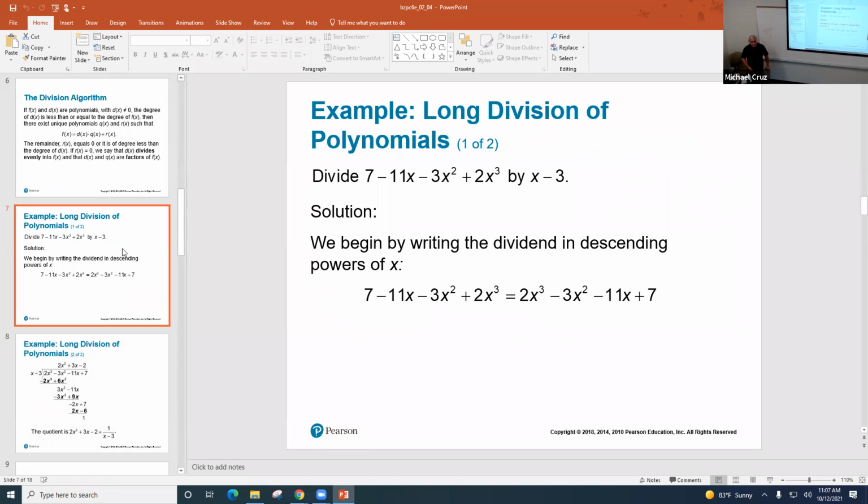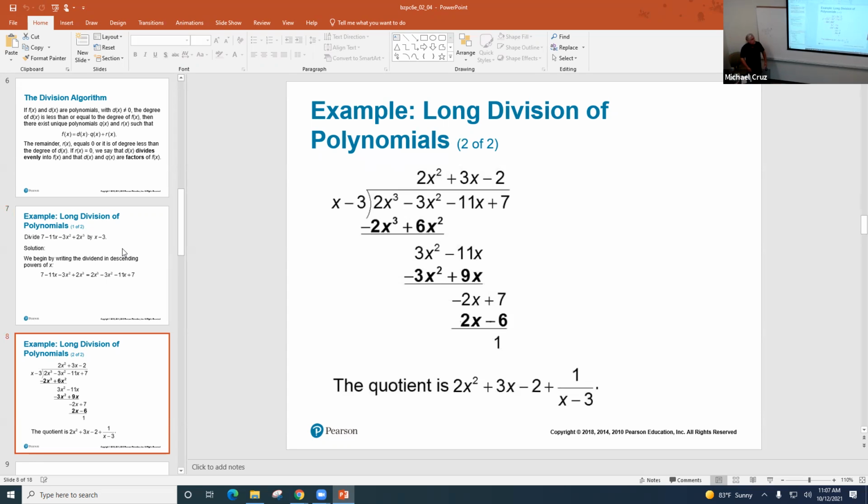So if we want to divide this thing, 7 minus 11x minus 3x squared plus 2x cubed, by x minus 3, well, first of all, they've got to be ordered. This one's not ordered, it's backwards, so we write it in order. Now there's none missing, 3, 2, 1, and 0, so we don't have to put in a placeholder, but we're going to see that in a second.